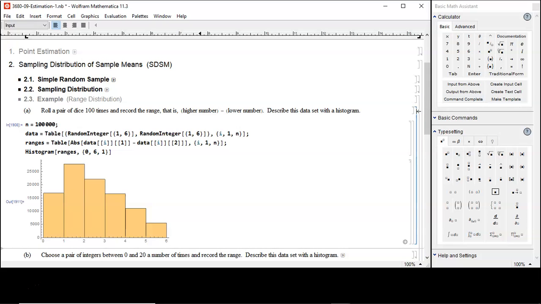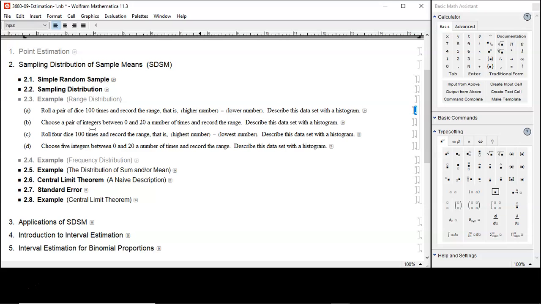Now let's consider a similar kind of situation. Choose a pair of integers between 0 and 20 and get the range. High number minus lower number. Previously, roll a pair of dice, so numbers were from 1 to 6. Now, from 0 to 20.